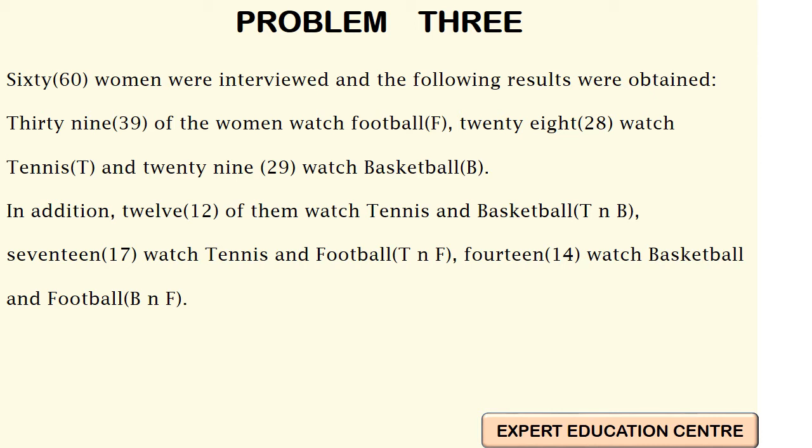60 women were interviewed and the following results were obtained. 39 of the women watched football, represented by F. 28 watched tennis, T. And 29 watched basketball, B. In addition, 12 watched tennis and basketball, T intersection B. 17 watched tennis and football, T intersection F. 14 watched basketball and football, B intersection F. Note that this problem has 3 subsets.